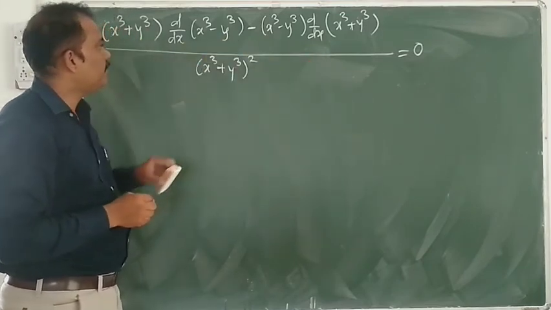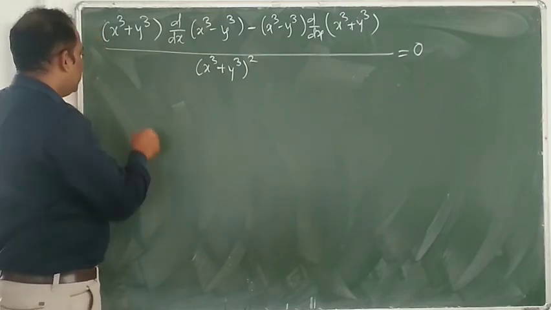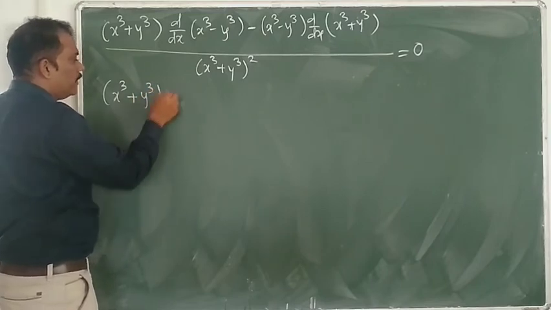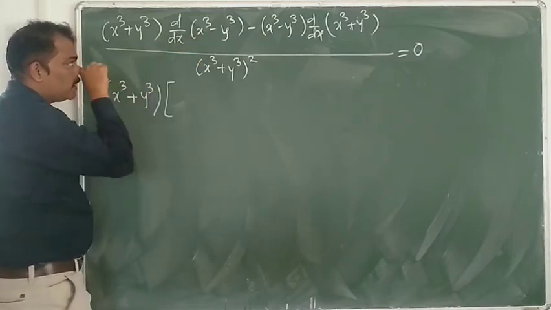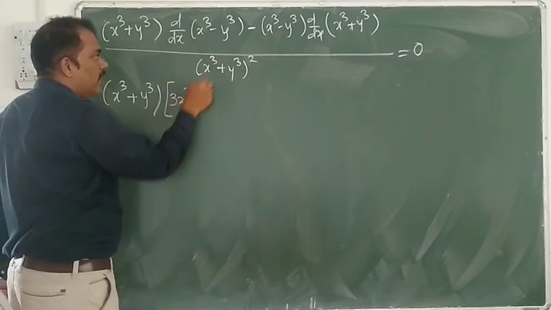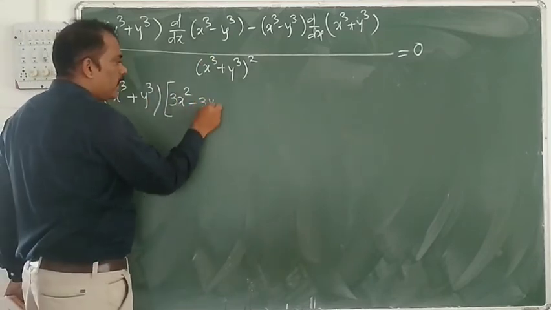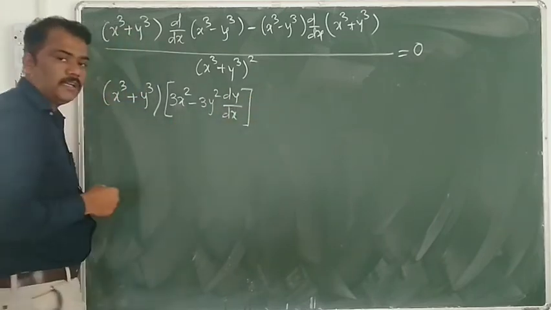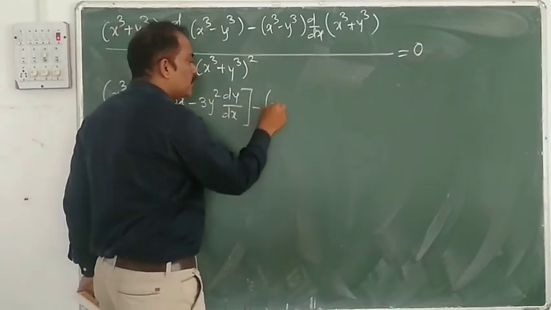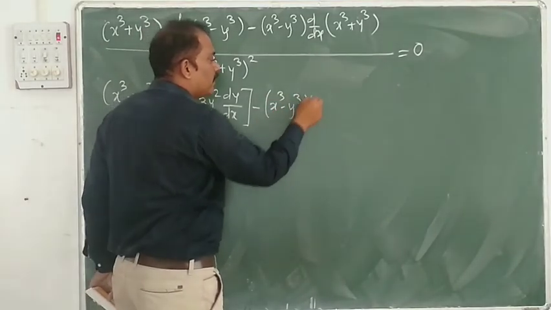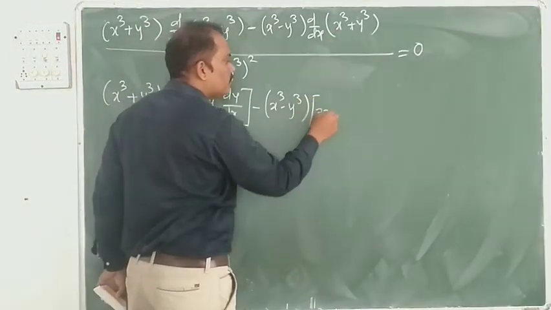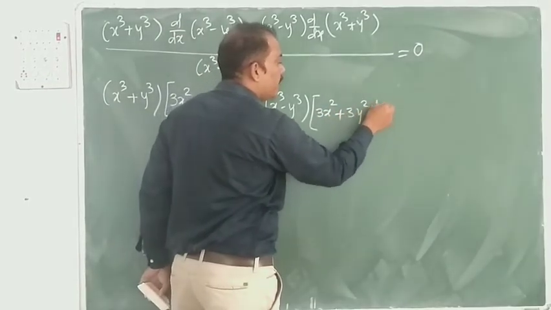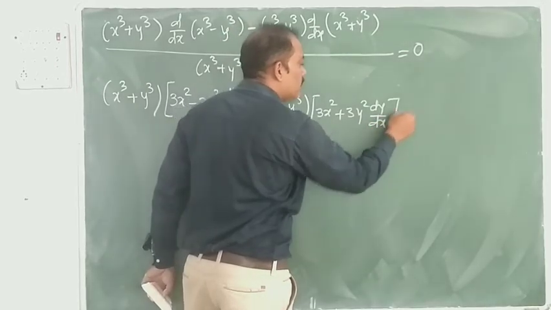Now we have to take the derivative in the numerator, that is (x cube plus y cube) into bracket. What is the derivative of x cube? 3x square, minus, what is the derivative of y cube? 3y square dy by dx, bracket complete, minus (x cube minus y cube) into the derivative of this, 3x square plus 3y square dy by dx, is equal to 0.